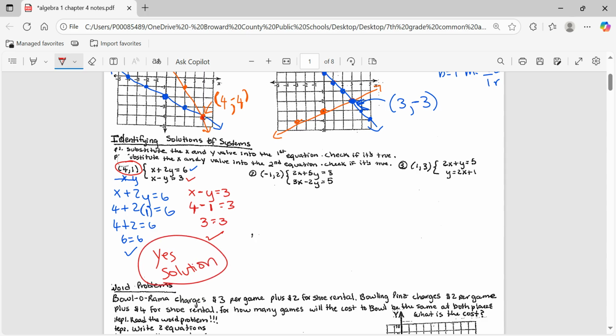It was a part of both lines. Let's try number 2.